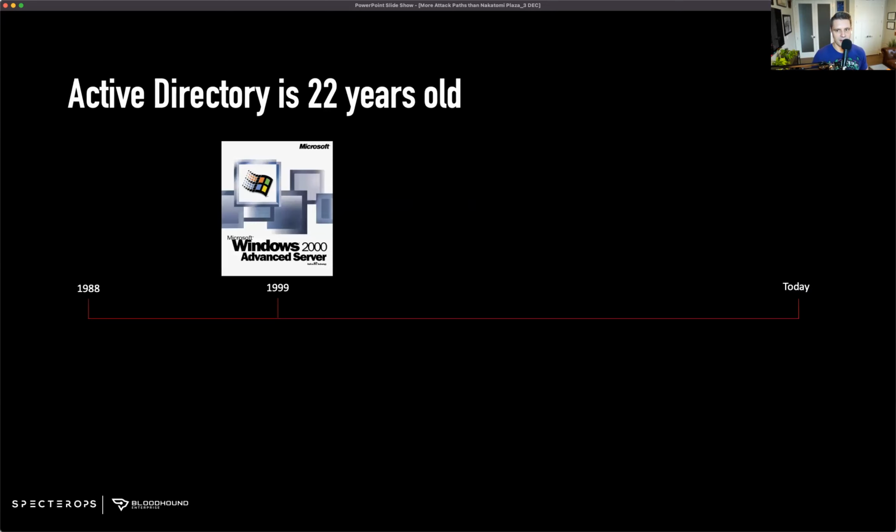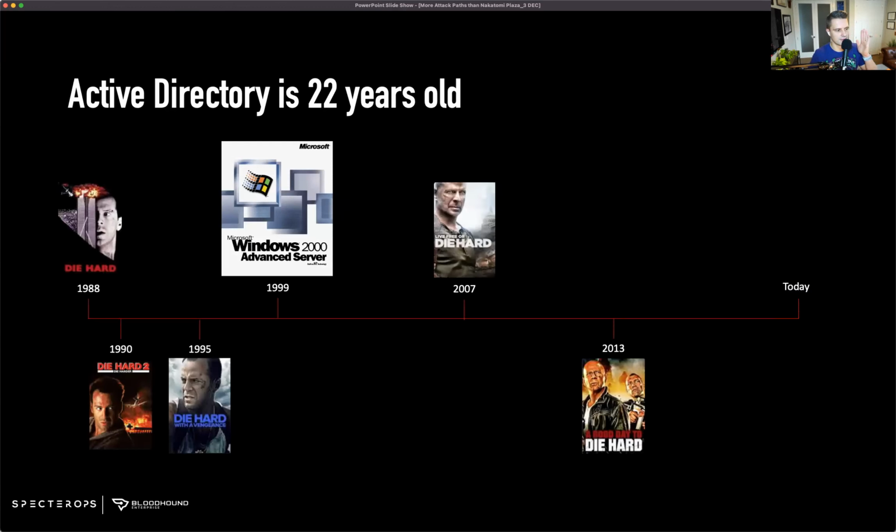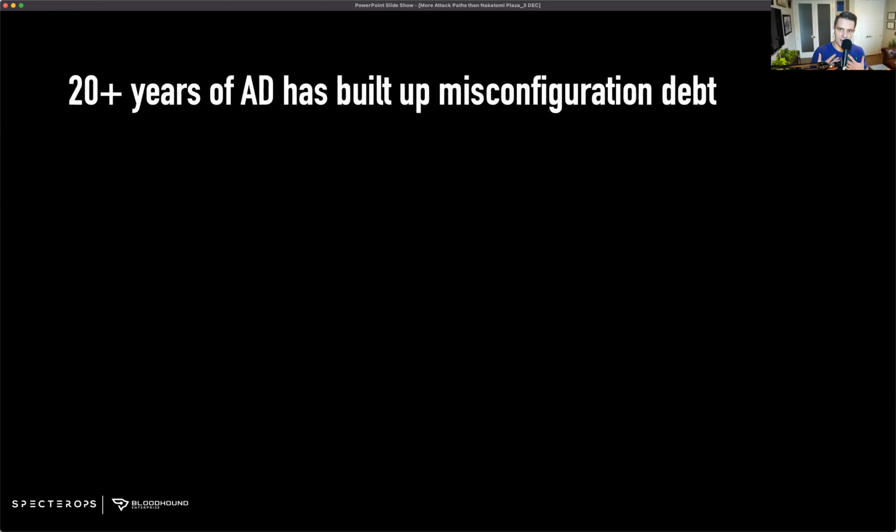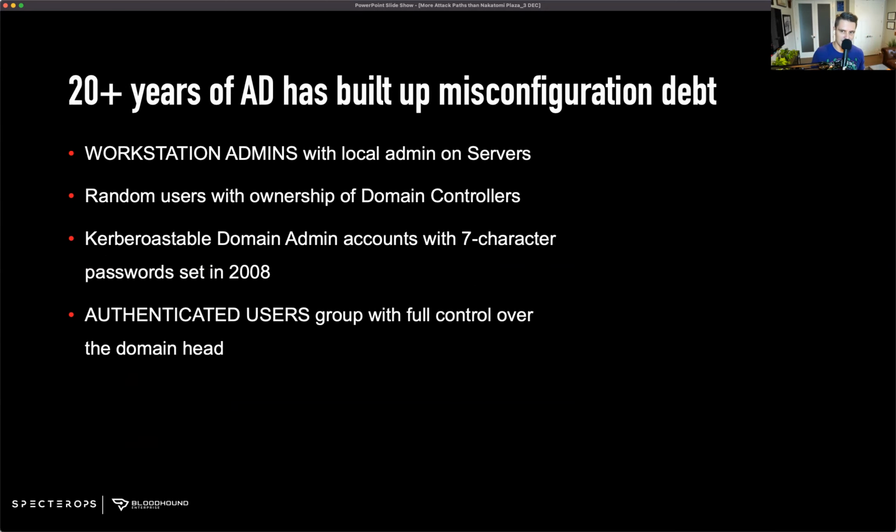It's important to note that Active Directory is 22 years old. To put that in some context, that's between Die Hard 3 and Die Hard 4. We'll go ahead and concrete the fact that Die Hard 1 was the only true Die Hard. But 20 plus years of that opaque nature of Active Directory privileges has built up a ton of technical misconfiguration debt. So we've seen numerous examples. There's all types of examples that you can find online as well.